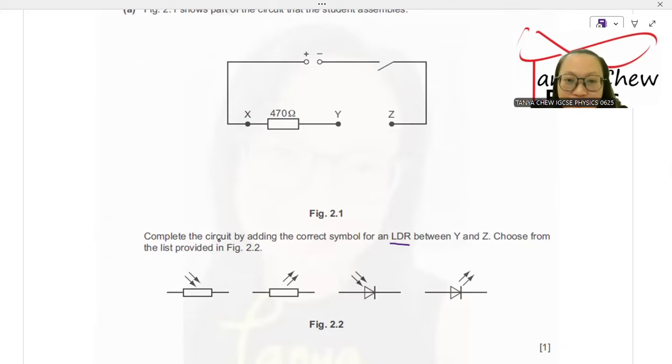Okay, light dependent resistor. So it depends on light. So you draw a resistor like this, and the light must hit on it. The arrows represent the ray of light that is hitting on it, right? That is called LDR.